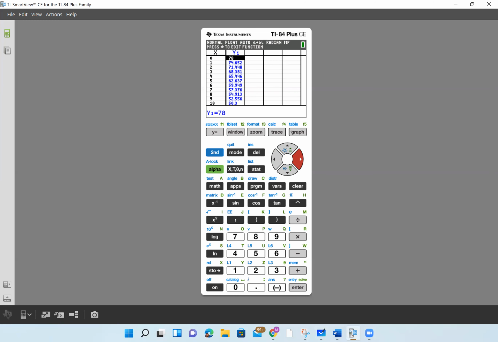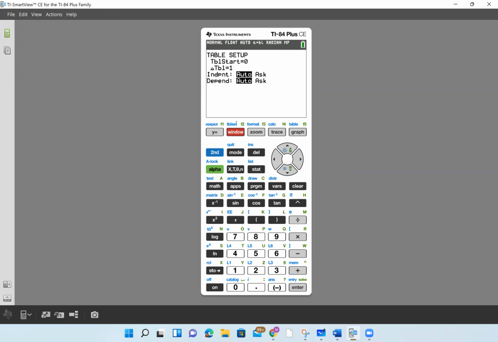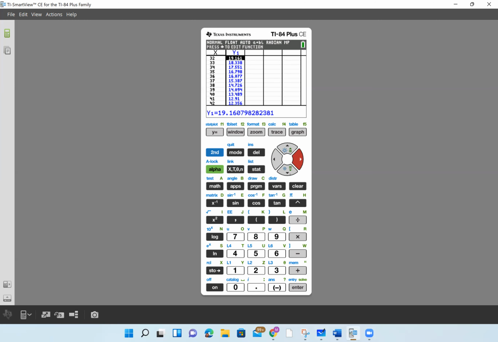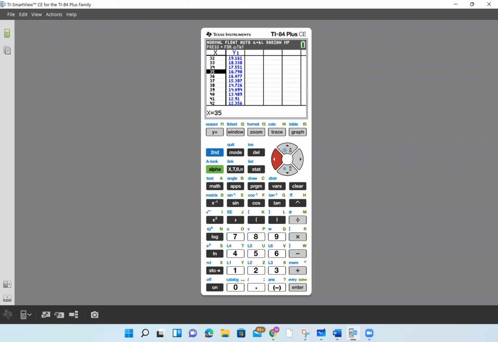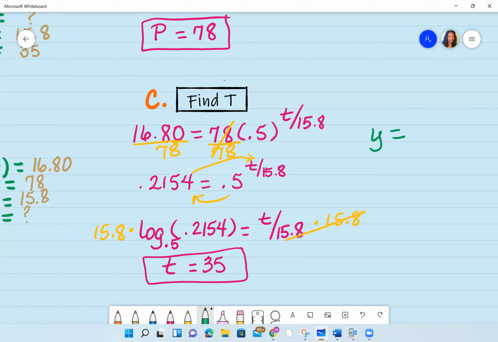Well, if I look here, I see these are huge numbers. So in order to get to 16.80, I already know the answer is going to be 35. So I can just change my table set to, I don't know, let's just say 32. Now when I go over here and look at 35, it says 16.80, which is what we're looking for. When it's 16.80 for y, it's 35 for x, and x represents our t in this case. That's one way to do it, or you can just go to this step, and this is the new y equals, meaning this is what you're looking for in the table for y.